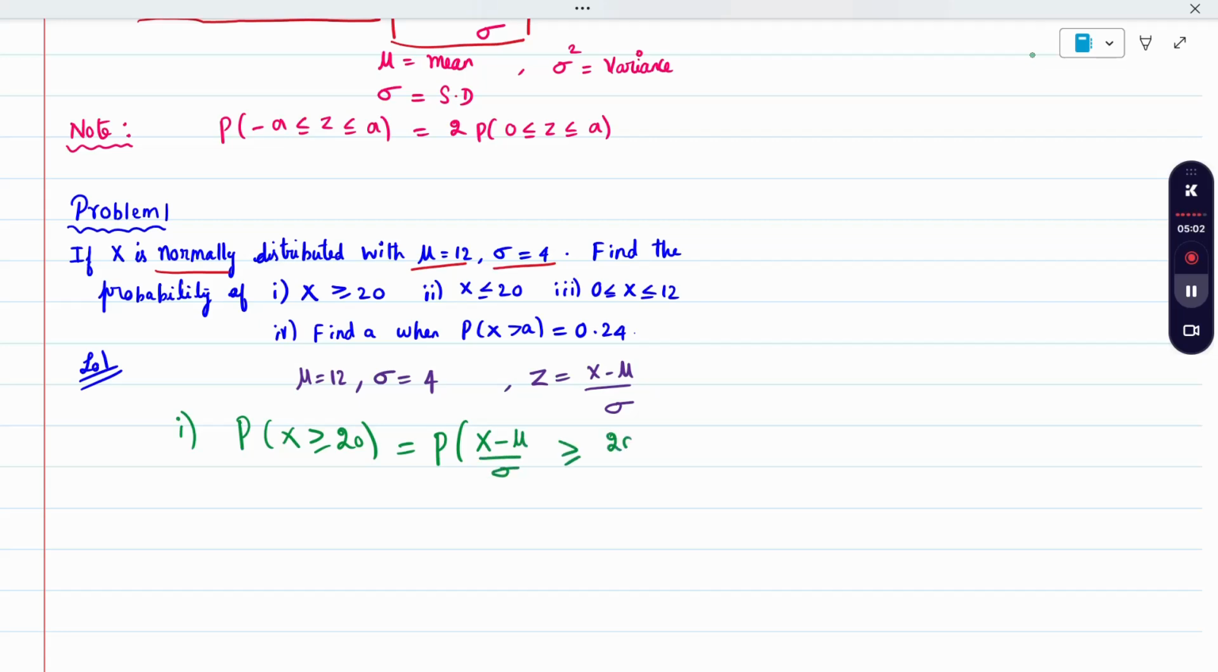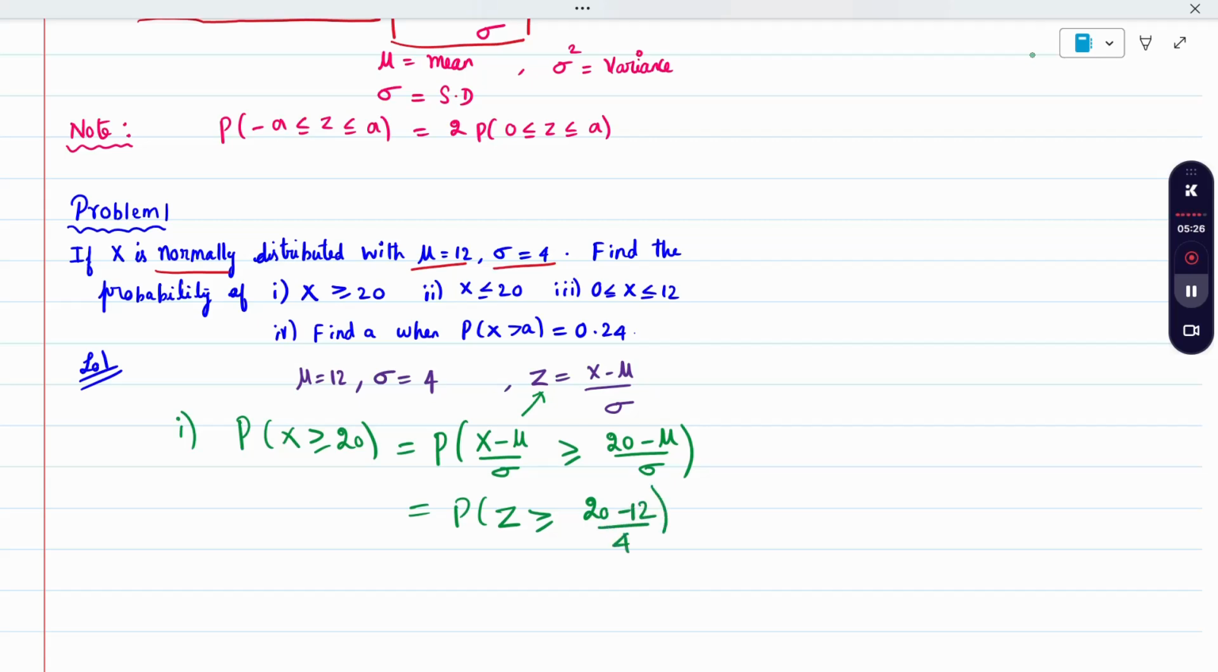Same should be done for the right also. Minus mu divided by standard deviation, both we have to do it. This is the way we first have to write. This whole thing is nothing but Z. So when I write it, probability of Z greater than or equal to (20 minus mu), which is given in the question as 12, divided by sigma of 4.